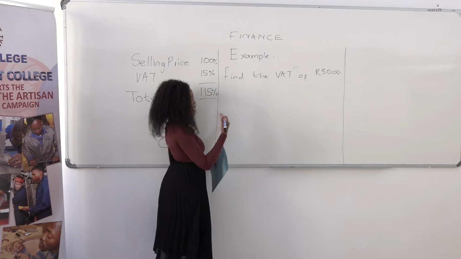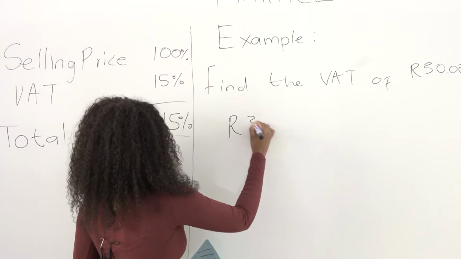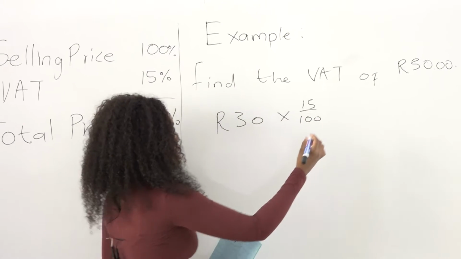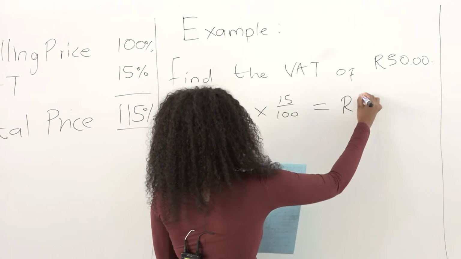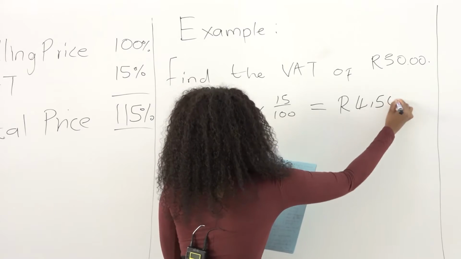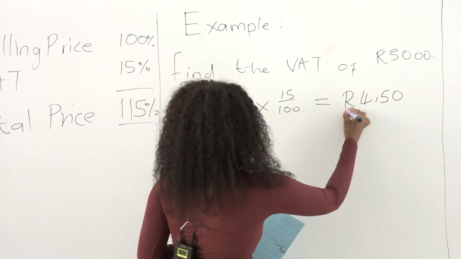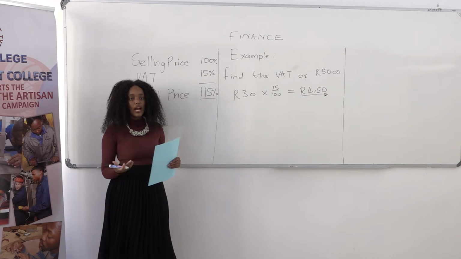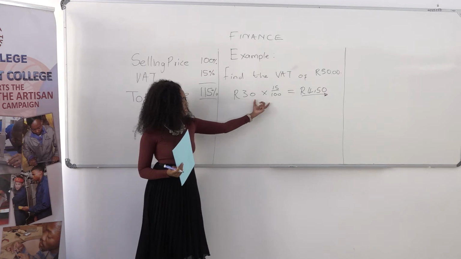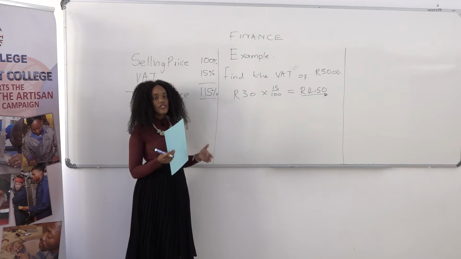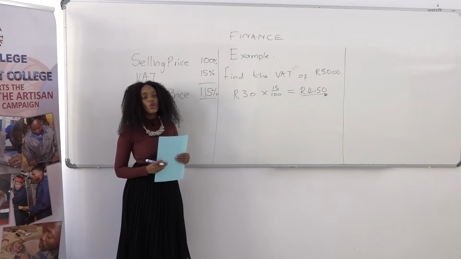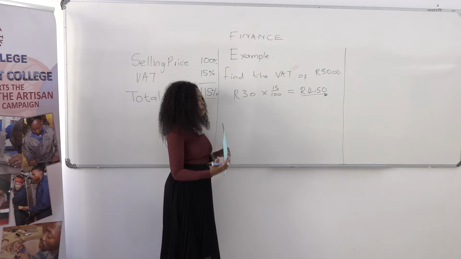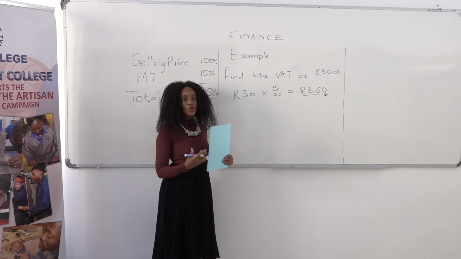This is how you attempt it. You say 30 times 15 over 100, and this is where it ends. Then you'll get 4 rand 50 cents. This is the amount of VAT. Now, when they say find the VAT inclusive price, we are looking for the 15% plus the 30 rand. That's the main difference between looking for VAT and looking for VAT inclusive price. Now, we're going to do examples to see how to get VAT inclusive price.